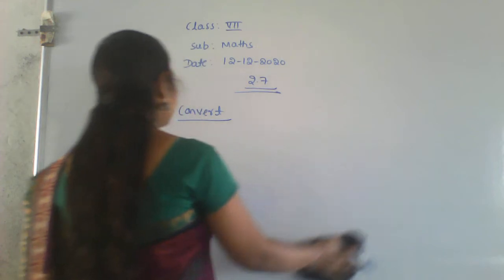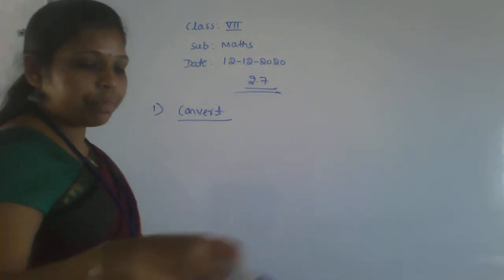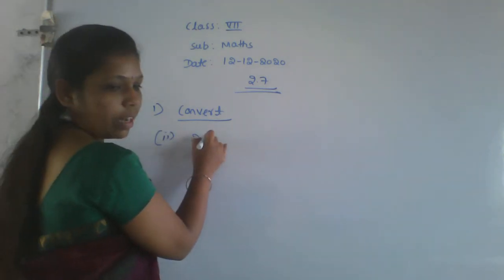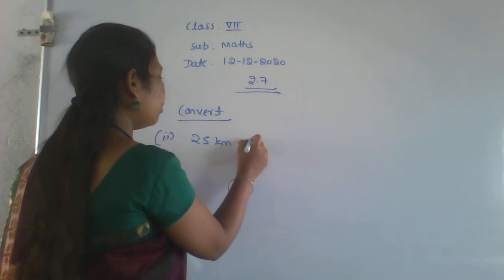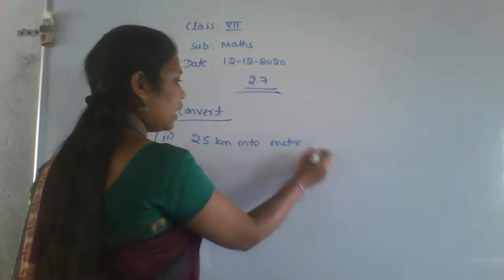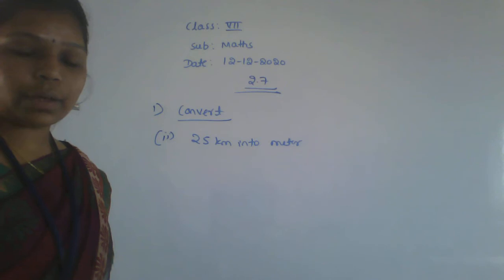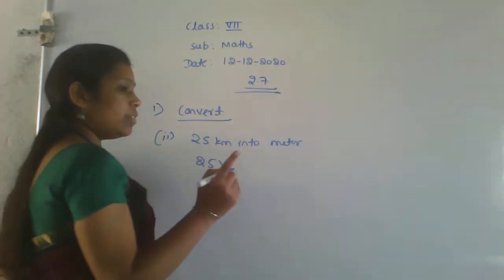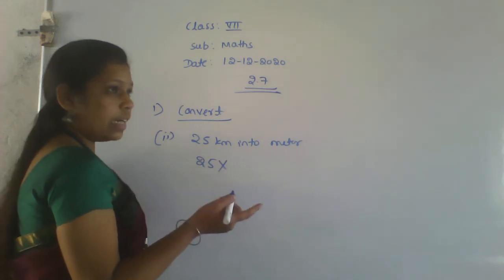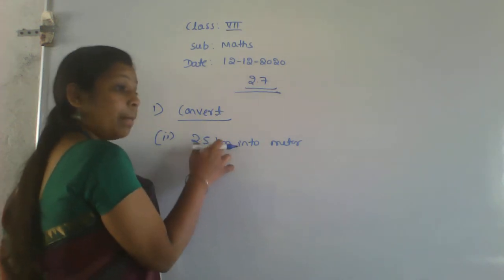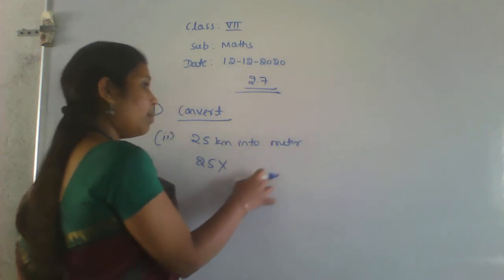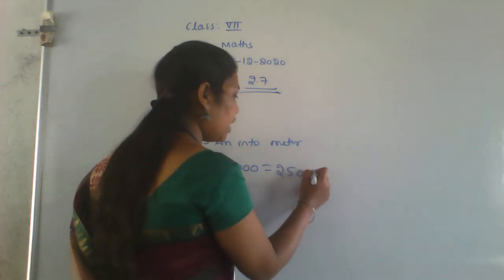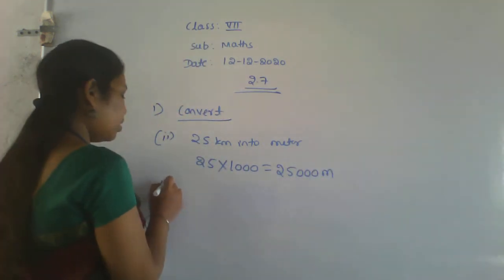Next, convert second problem, 2.7 second problem, 25 kilometer into meter. 1 kilometer is equal to 1000 meter, we already know. So we are converting from bigger unit to smaller unit, which means we have to multiply here. That is equal to how much? 25,000 meter. Do the next problem.